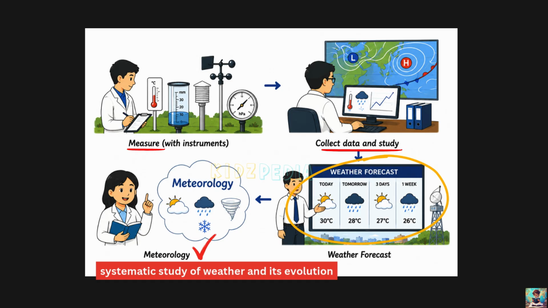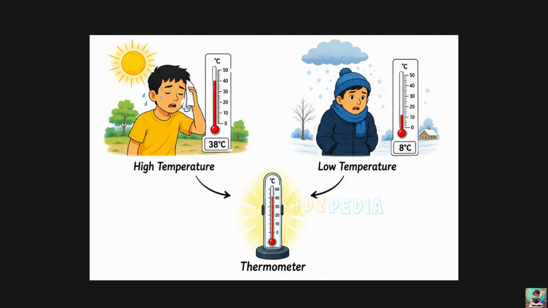And now that we know what weather is and why we measure it, let's move to the first weather instrument, the thermometer, which measures temperature. Temperature simply tells us how hot or how cold the atmosphere is. Every day we experience changes in temperature. On a hot summer afternoon, the temperature is high. On a cold winter morning, the temperature is low. But instead of saying today is very hot or today is very cold, scientists use instruments to measure temperature accurately.